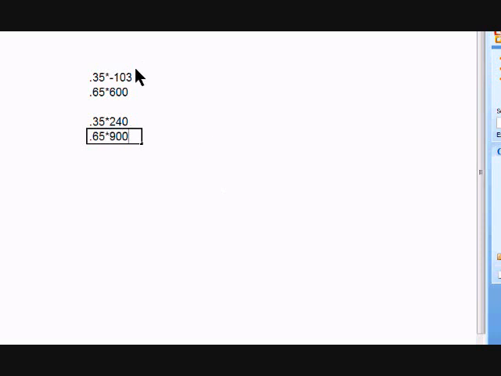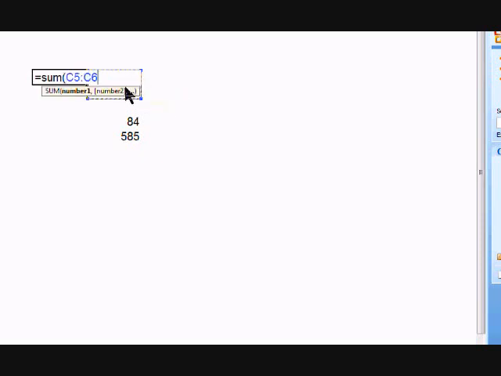So this is a 35% chance of making negative 103, 65% chance of making 600, 35% chance of making 240, and a 65% chance of making 900. I'm going to go ahead and put an equals in front of these so that Excel will do the math now that we have seen them, that way you can see what's happening here. And then I'm going to add those up. All right, now if I sum each of these, we'll put the sum right here. So this branch of the tree is worth $353.95.